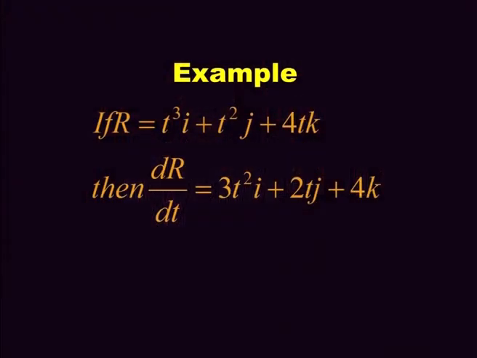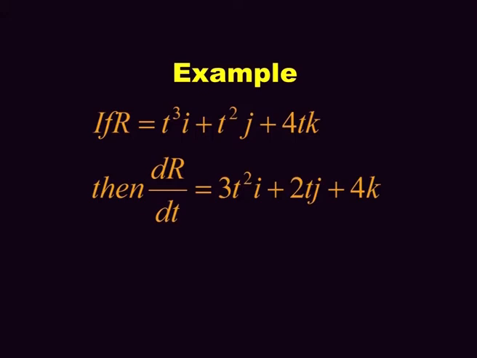This is an example representing the total derivative of r. It is a function of a single variable. If r is a function of t defined as t³i + t²j + 4tk, then dr/dt is 3t²i + 2tj + 4k.